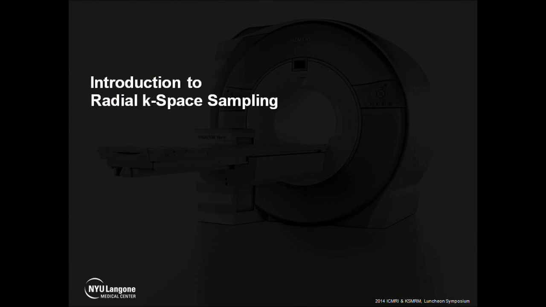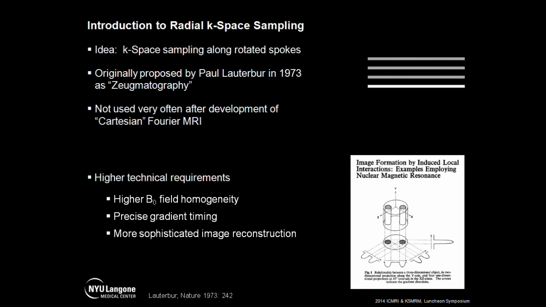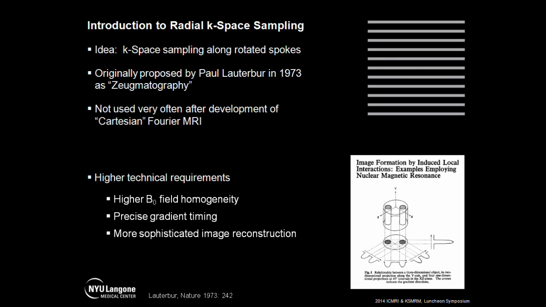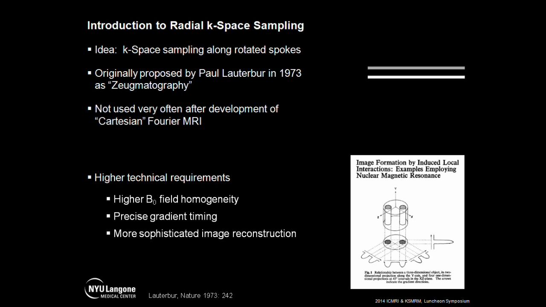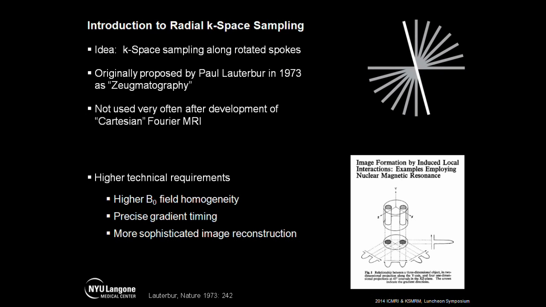So let's first look at radial k-space sampling. What is radial k-space sampling? It's basically a very simple idea. Instead of sampling k-space row by row, as it is conventionally done, we sample k-space along these overlapping spokes, as you can see it in this animation here.